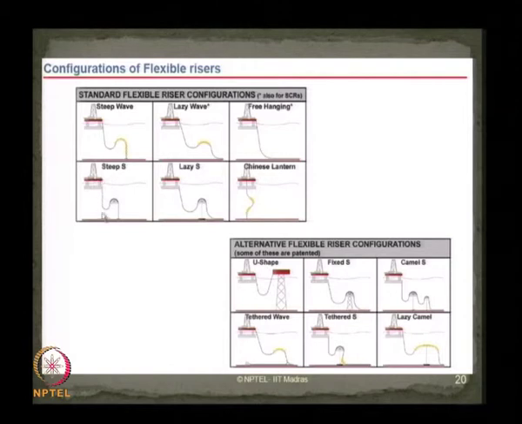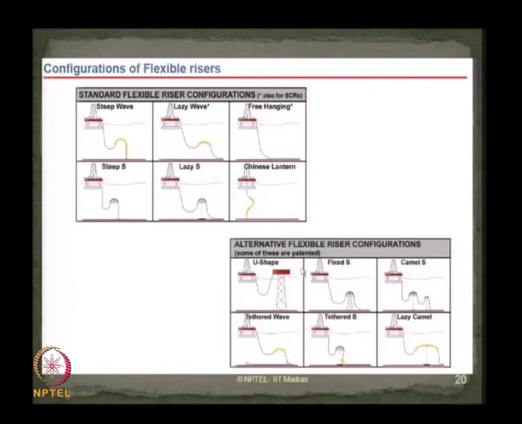If the riser has a profile bend similar to S, this is otherwise called steep S, because this configuration initially is comparable to that of a steep wave configuration, and the bent up shape indicates S in its geometry. If this S bent up shape is comparable to that of a lazy wave, then it is called lazy S. We also have a lantern shape, which is called Chinese lantern riser configuration. These are all standard riser configurations, and we can also have alternative flexible riser configurations.